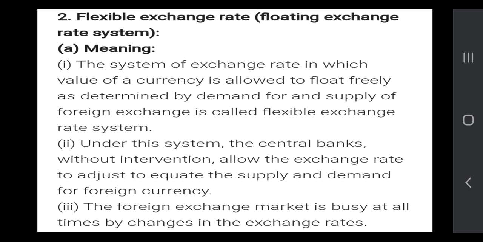Under this system, the central bank, without intervention, allows the exchange rate to adjust to create the supply and demand for foreign currency. Means in this system, flexible exchange rate system, there is no role of central bank. It is automatically corrected with the forces of demand and supply in the money market. The foreign exchange market is busy at all times with changes in the exchange rate. Means as slight fluctuation always exists in the economy, the exchange rate market is sometimes up and sometimes down, so it is busy all the time with changes in the exchange rate.